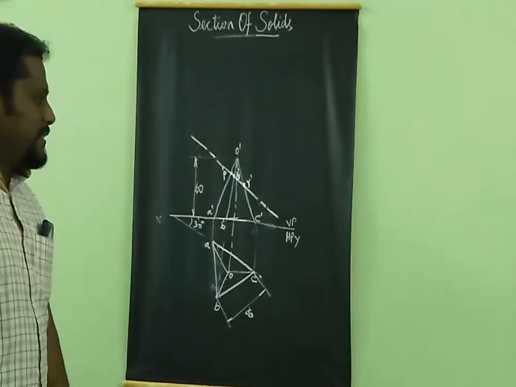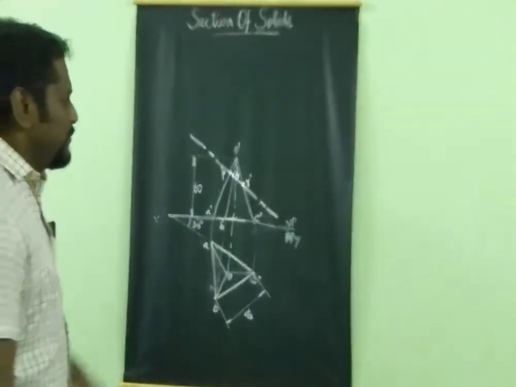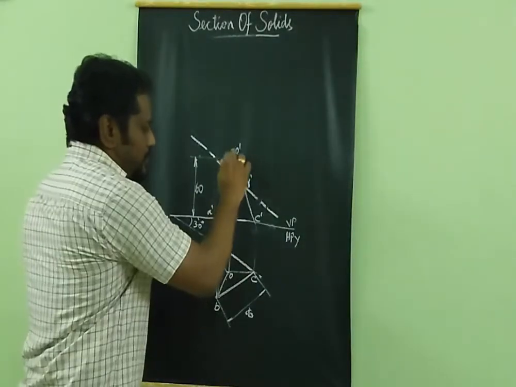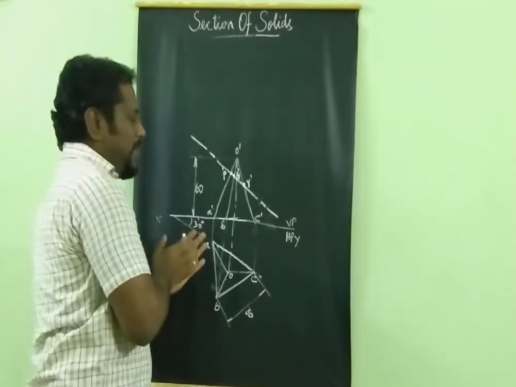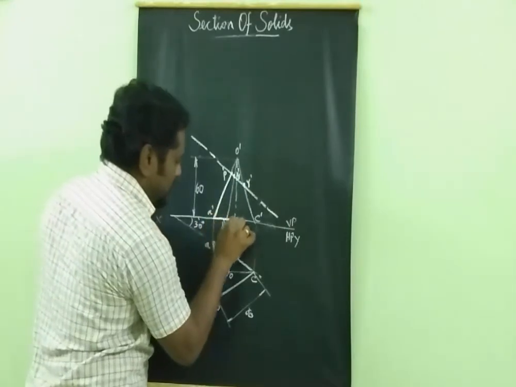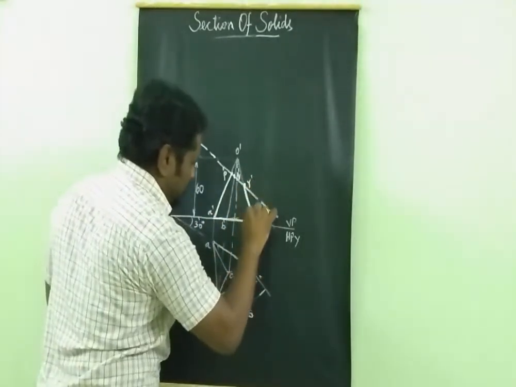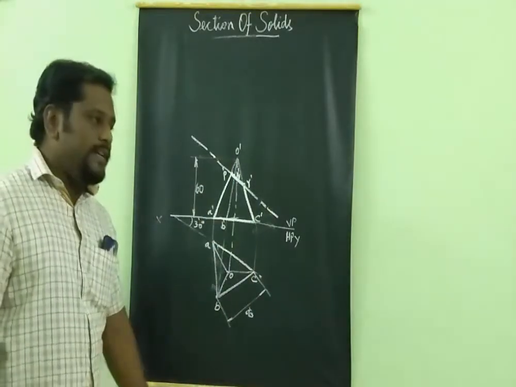Now next thing what you have to do, you have to draw the front sectional view. In the front sectional view, this portion will get removed and this portion will be the remaining portion. So thicken all the lines here, including the cutting plane. So this is your front sectional view.